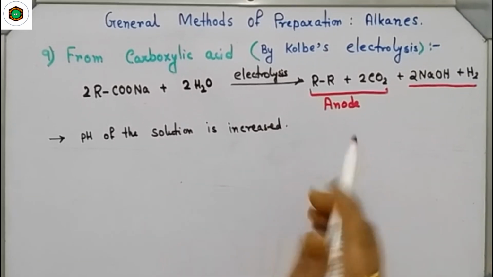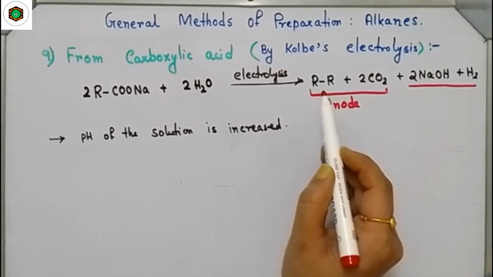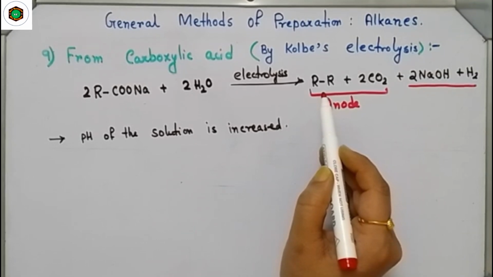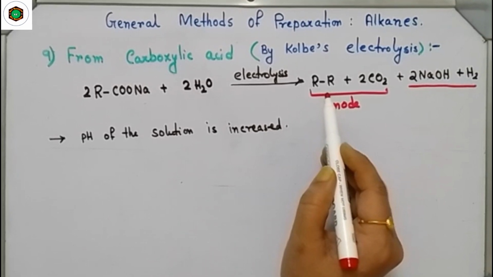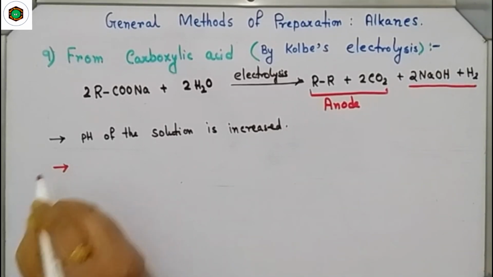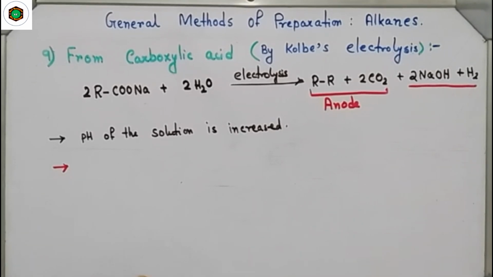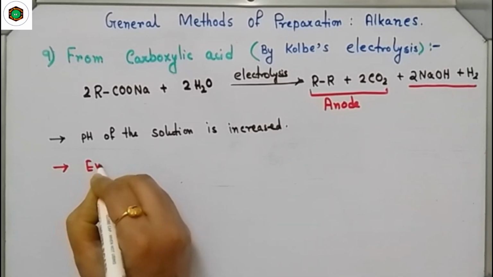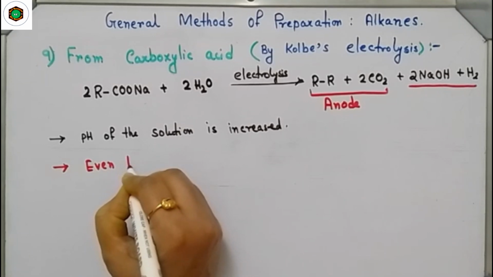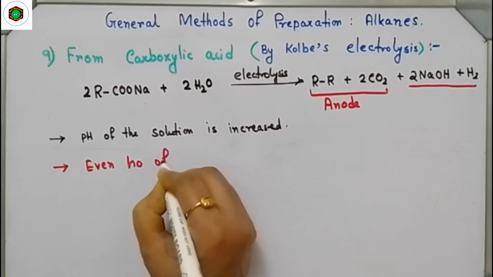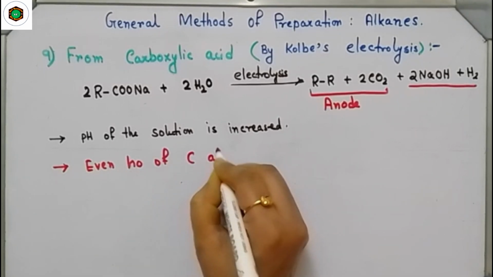By this method we will get that alkane which is having even number of carbon atoms. Means we will get symmetrical alkane. We will get alkanes with even number of carbon atoms.